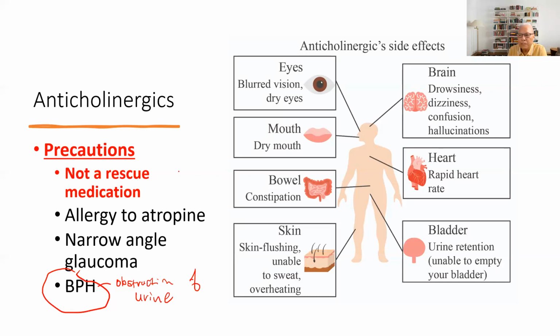And the other one is that it has to be contraindicated in narrow angle glaucoma, because you remember it causes pupillary dilation. So if you dilate the pupils, you're going to cause more angle closure and therefore increase intraocular pressure. Okay, so these are the two conditions that are often going to be asked as far as contraindications for any anticholinergic. So anything that has, for example, atropine would be the same thing. You don't want to give it if the patient has narrow angle glaucoma as well as BPH.